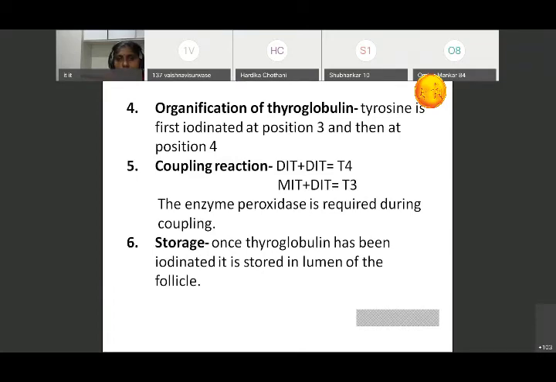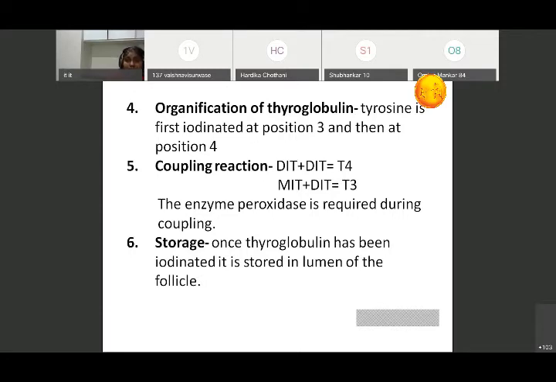Organification of thyroglobulin. First, iodination at position 3, and then don't forget what organification of thyroglobulin means. It means there is cleavage of the thyroglobulin molecules. It is divided into two parts, monoiodotyrosine and second diiodotyrosine. It is cleaved, which means it is split. Two parts, one part monoiodotyrosine, second part diiodotyrosine.